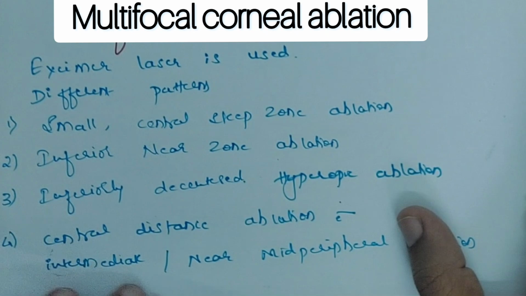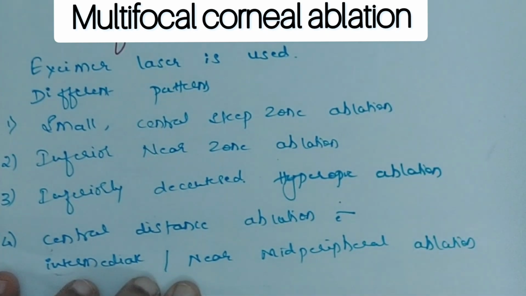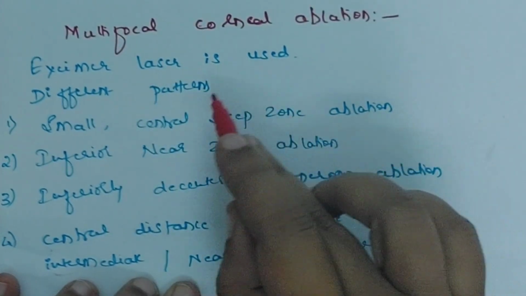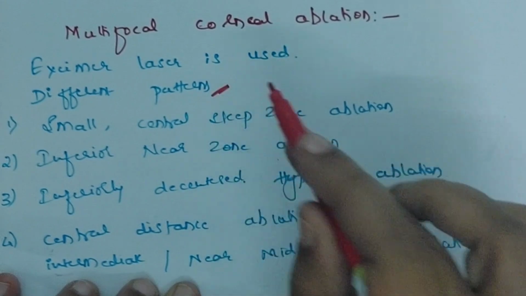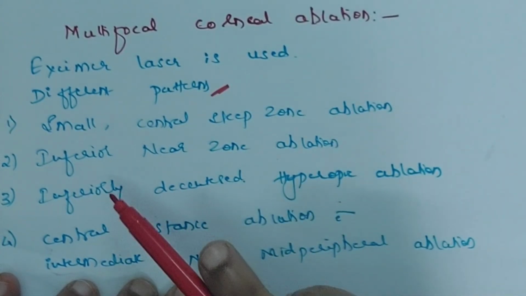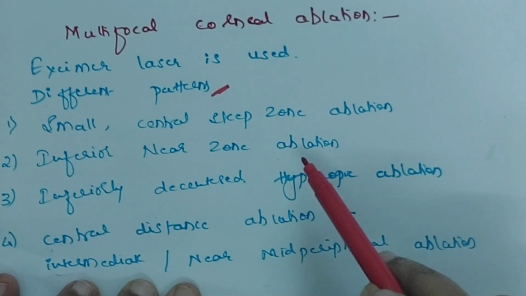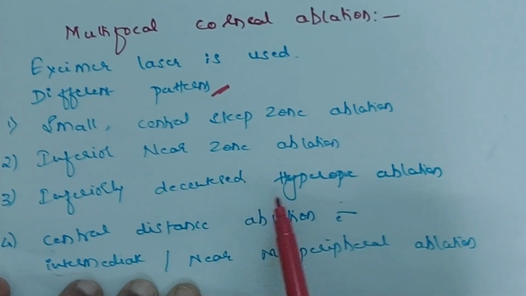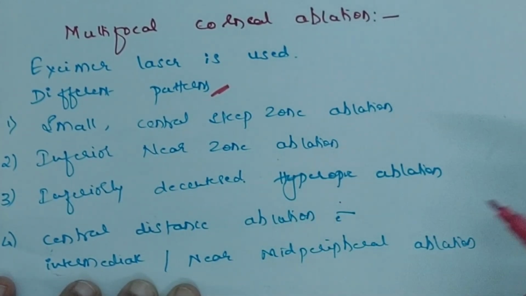Now the second method is multifocal corneal ablation. Here we use the excimer laser, which can be done under different patterns, like small central steep zone ablation can be done, or there can be inferior near zone ablation, or inferiorly decentered hyperopic ablation, or central distance ablation with the intermediate and the near mid peripheral ablation. This is very superficial about the multifocal corneal ablation. This is just covered as a part of the presbyopic correction.